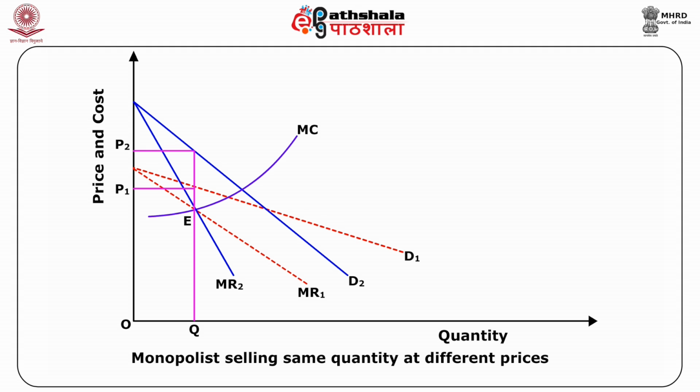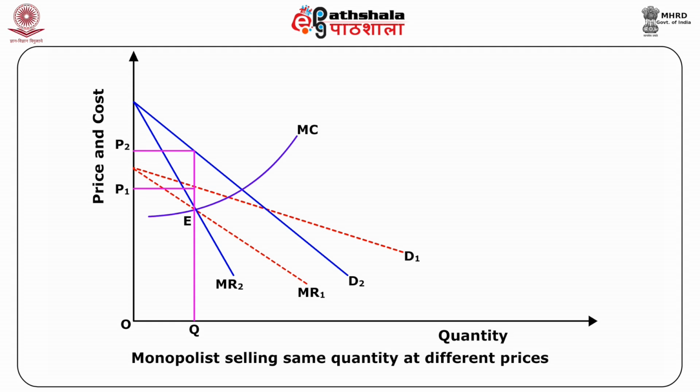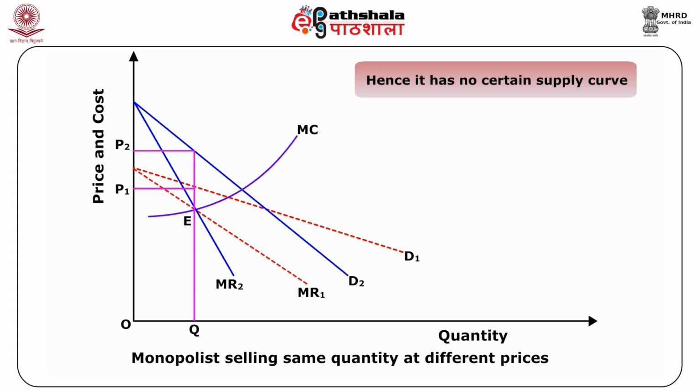In this case also, the monopolist sells different quantities, that is OQ1 to the people having D1 demand curve and OQ2 to the people having demand curve D2 at the same price OP. Hence, in both the cases, a monopoly firm finds it very difficult to get a unique relationship between the price and the output of the firm. Hence, it has no certain supply curve.